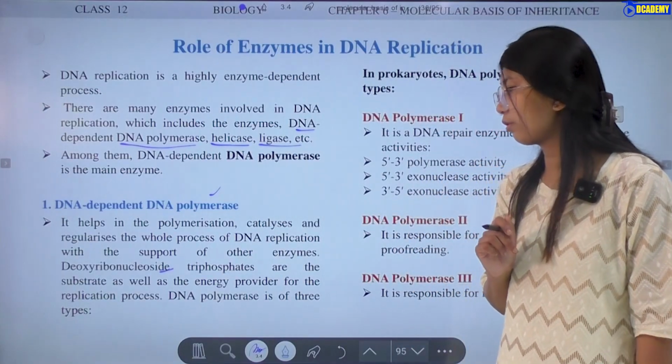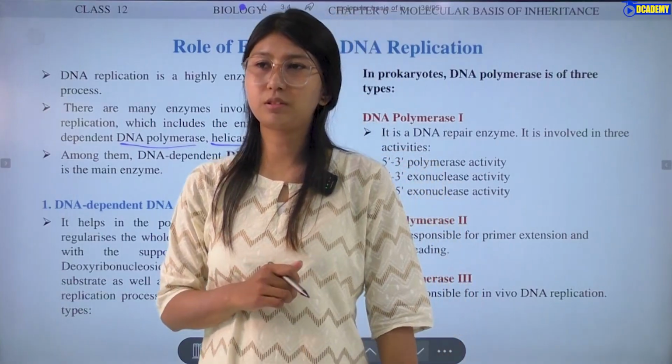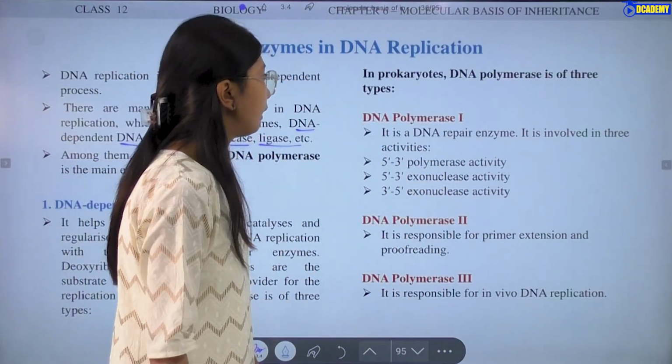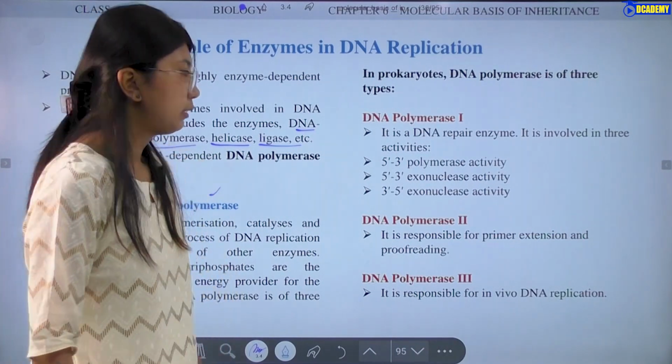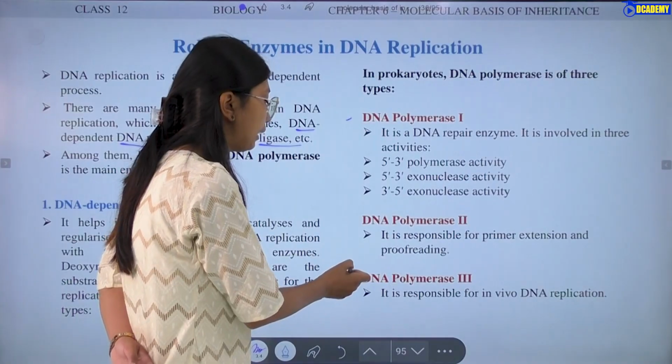DNA polymerase is of three types. Prokaryotes and eukaryotes need different enzymes for DNA replication. In prokaryotes there are DNA polymerase 1, DNA polymerase 2, DNA polymerase 3.